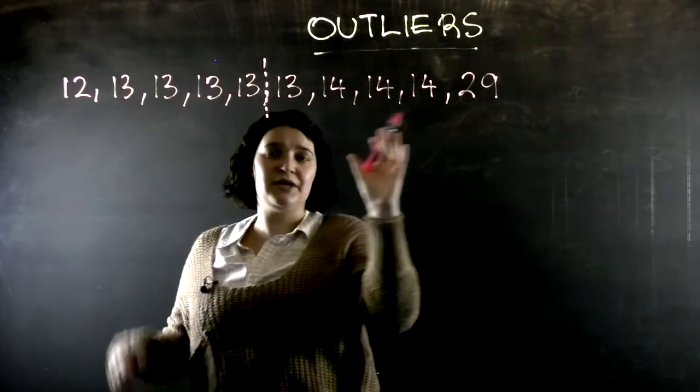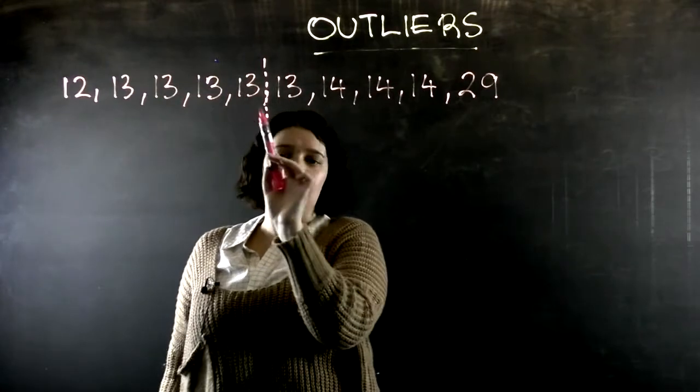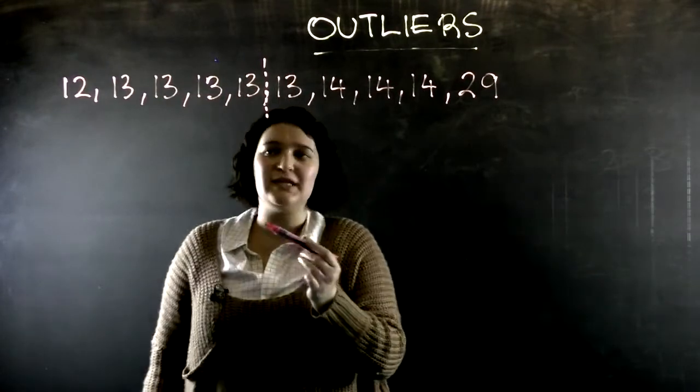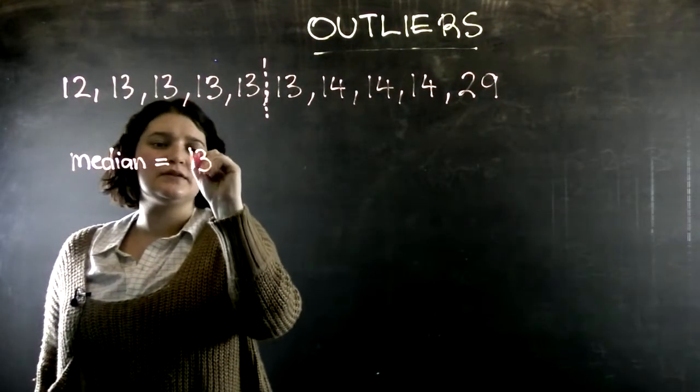Now normally, because I've got an even number, I would take the two middle values and take the average of them, so the mean of them, but they're both 13. So my median here is 13.